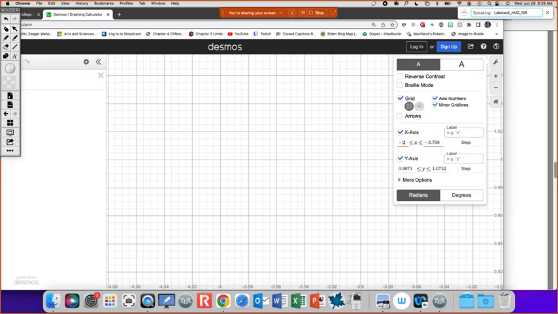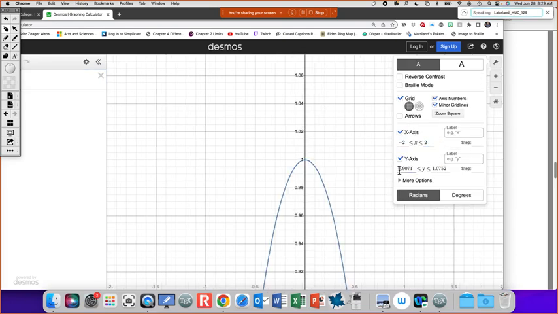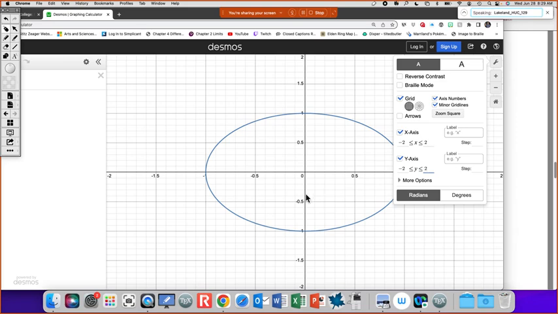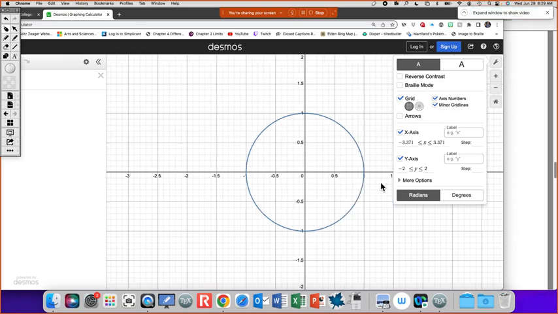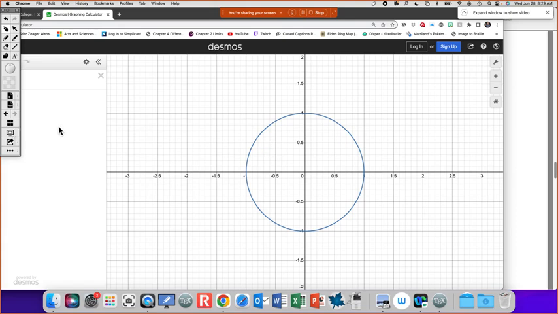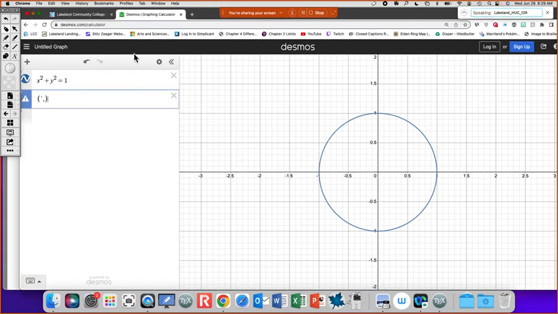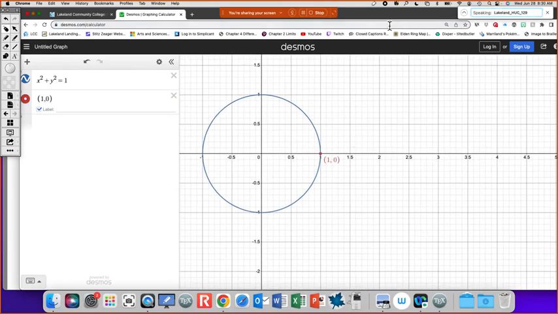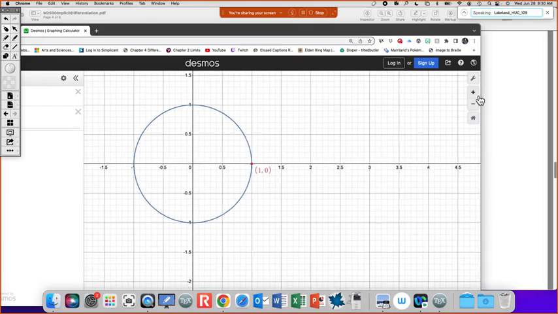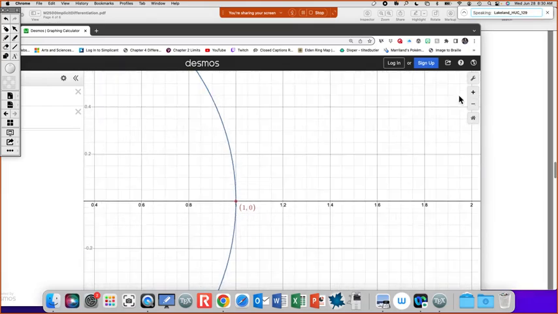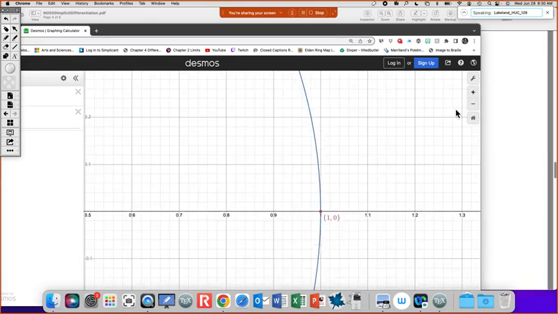We're on the unit circle, so let's go from -2 to 2, -2 to 2, and we'll square it up. There we go. Okay. So let's look at (1, 0). Let's start zooming in on that. And you tell me what happens and why the derivative dy/dx doesn't exist there.